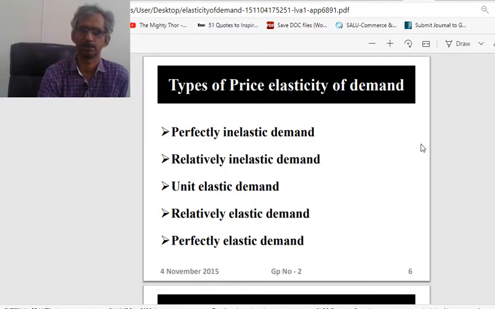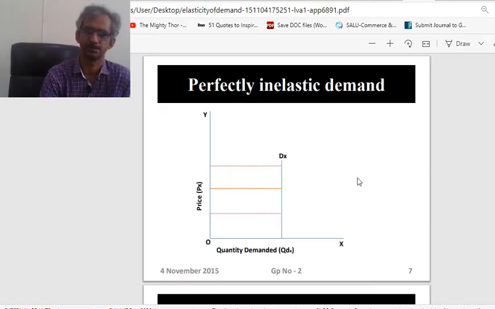So the types of price elasticity of demand: the perfectly inelastic demand, the relatively inelastic demand, unit elastic demand, relatively elastic demand, and perfectly elastic demand. These are the types. Perfectly inelastic demand is that demand when whatever the change in price occurs, there is no change in the quantity demanded.